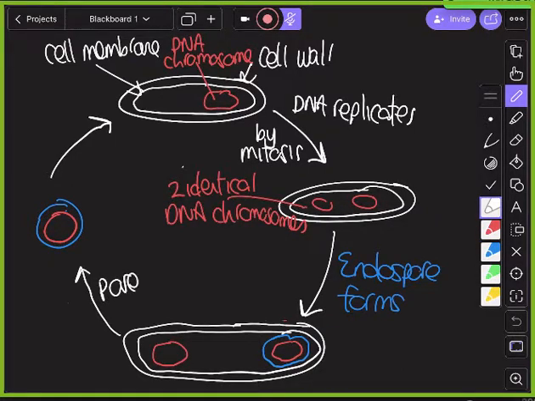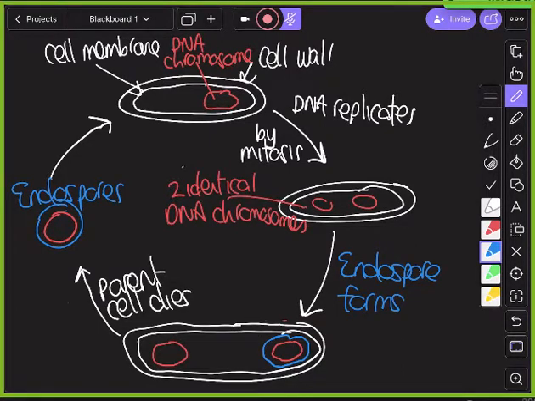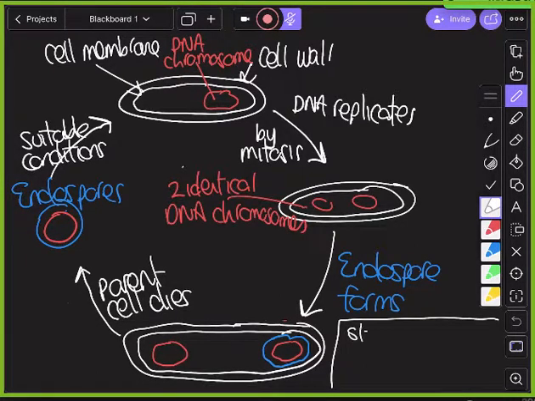So our parent cell will die, and when that's done with, you are left with an endospore. And that will wait until conditions are favorable again. So there is food, the right environment. So once we have suitable conditions, steps one and two are going to be the same as for binary fission. It's just the ending is different.